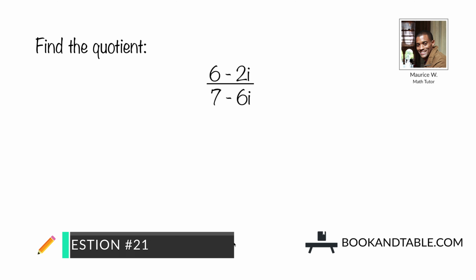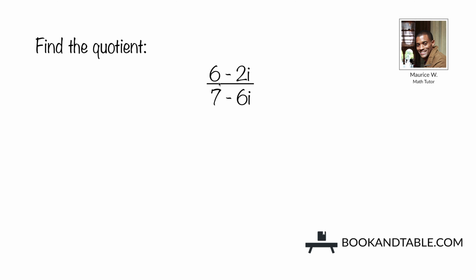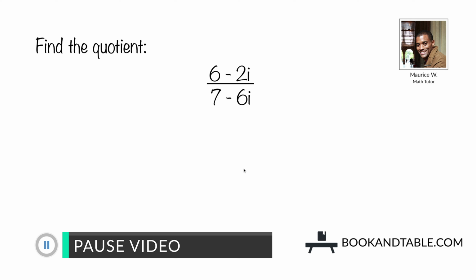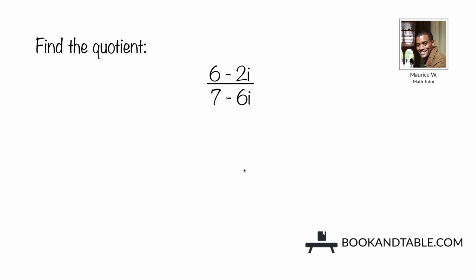Let's have a look at question number 21. Find the quotient of 6 minus 2i divided by 7 minus 6i. Pause the video, answer this question, and then press play when you are ready to begin.